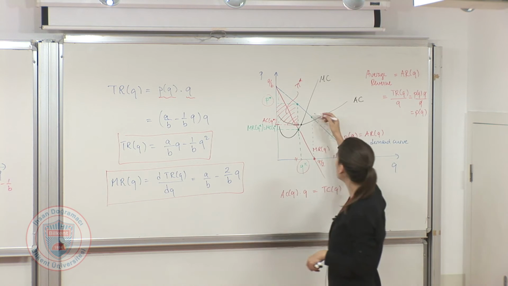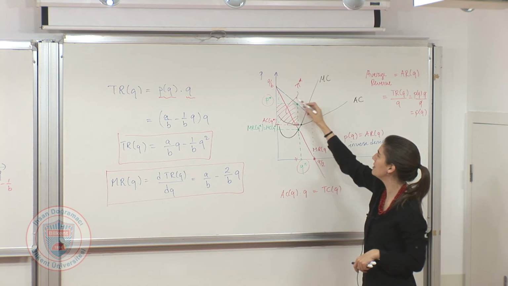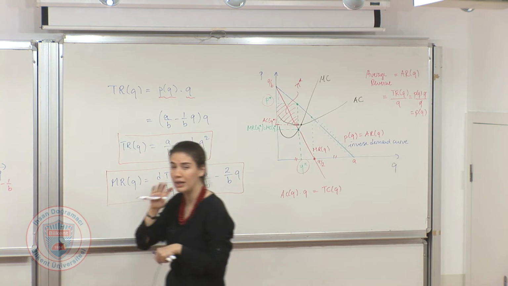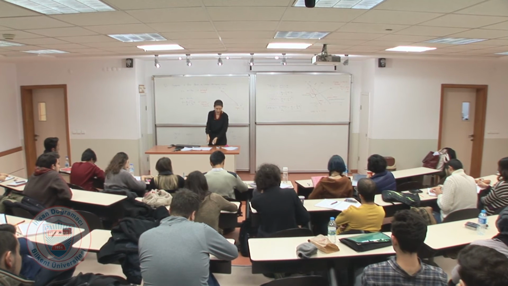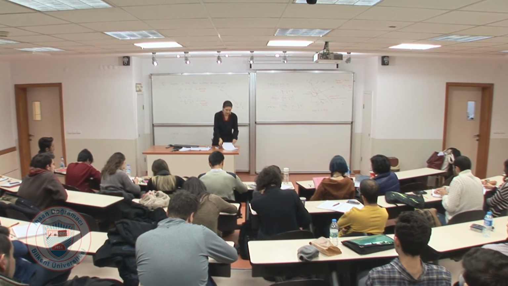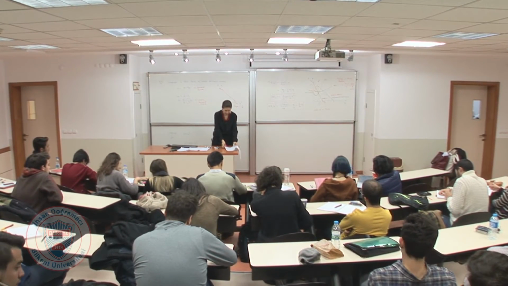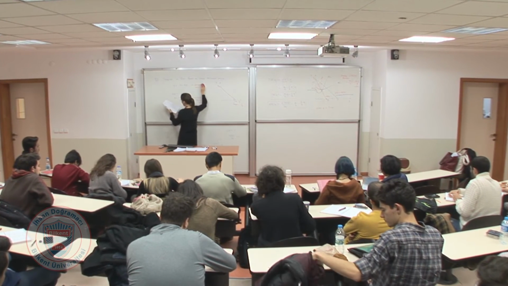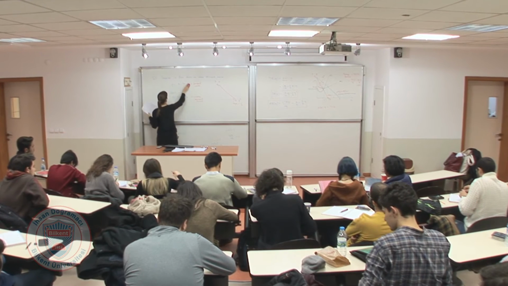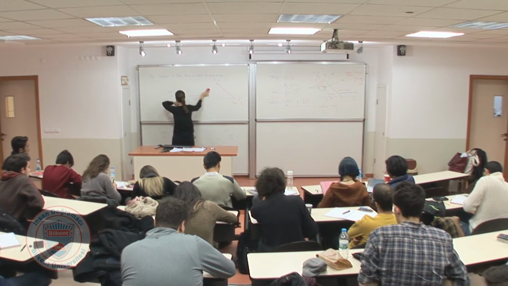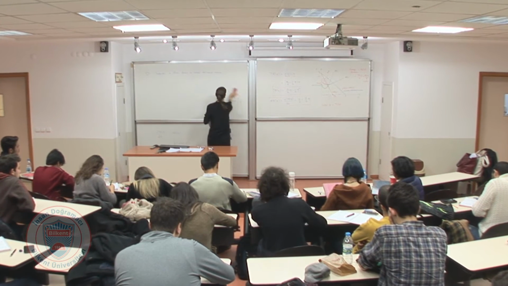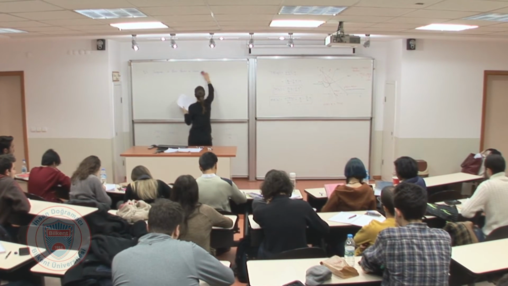With similar triangles, you can find that this portion is also equal to this portion, right? So it's very important to understand what's happening when we have these linear demand curves, okay? Now, just keep this in your mind. There is another thing that I want you to understand, and then we'll take a break.